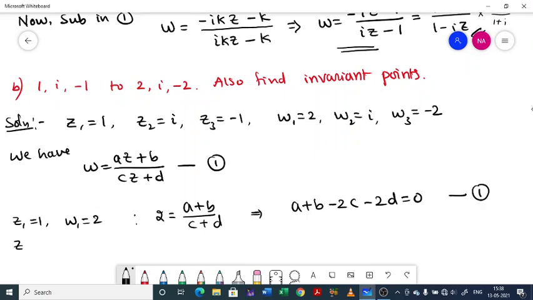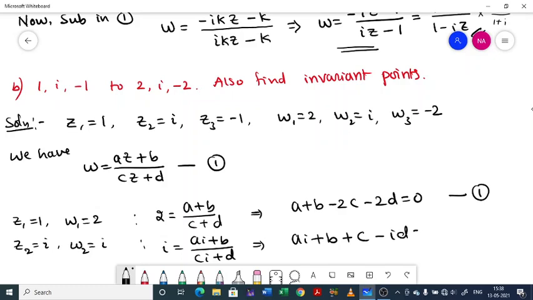Next points, z2 equal to I and w2 equal to I. So I equal to ai plus b divided by ci plus d. So it will be ai plus b, ci into I, that will be minus c, taking to this side, it will be plus c minus id equal to 0. That will be equation 2.